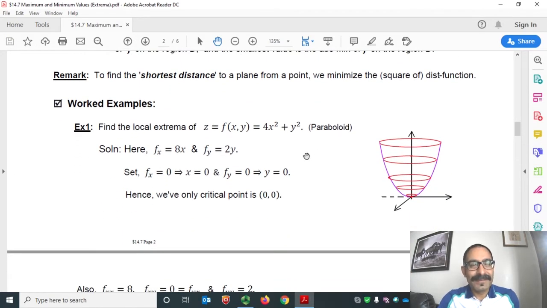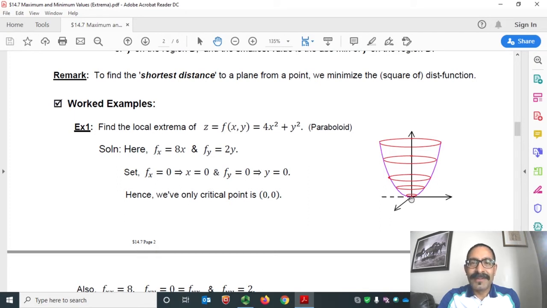Example 1: find the local extrema of the function f given by 4x squared plus y squared. It's a paraboloid, a familiar surface, whose graph looks like this on my right side here. And from this graph, we see this paraboloid has a local minimum at the origin.